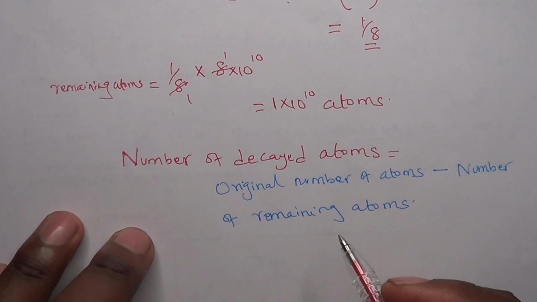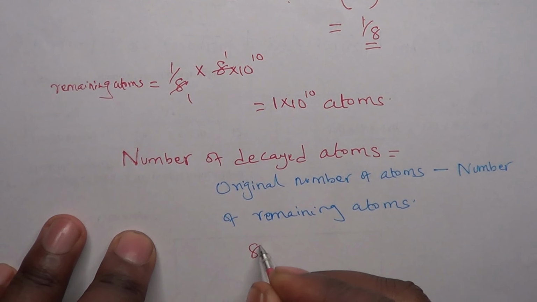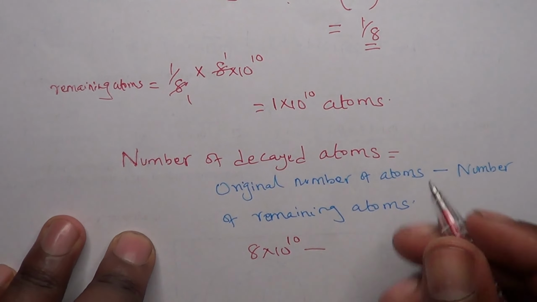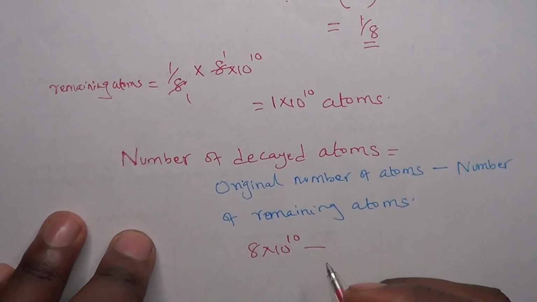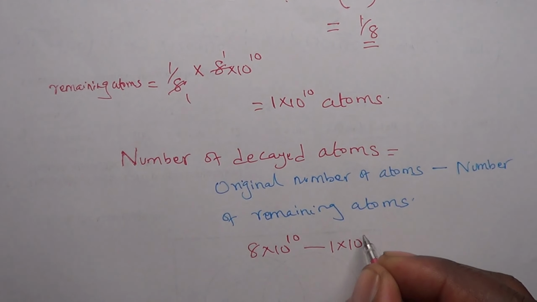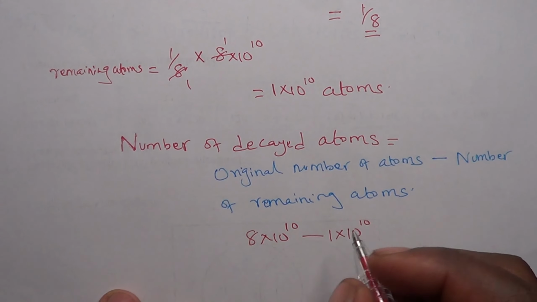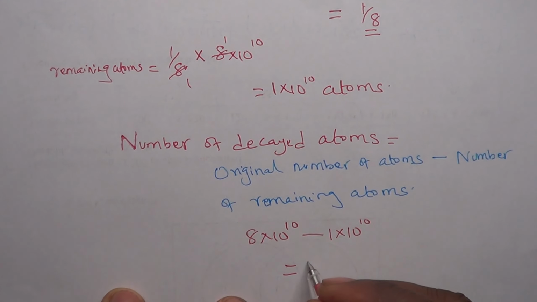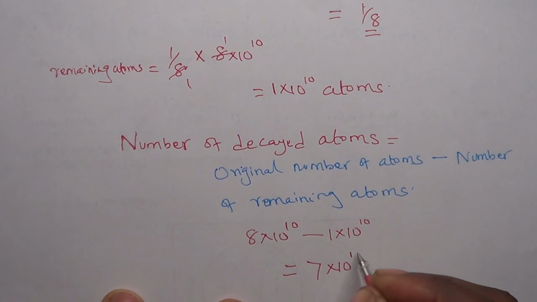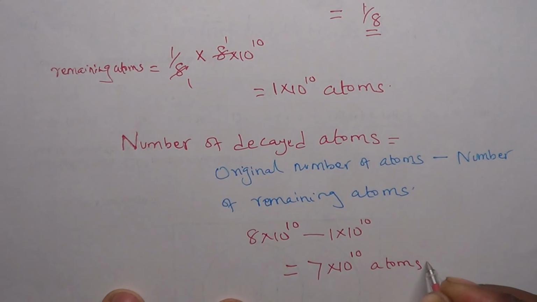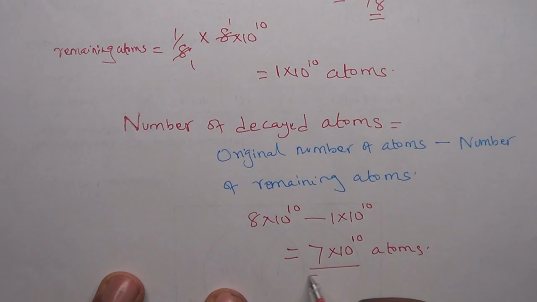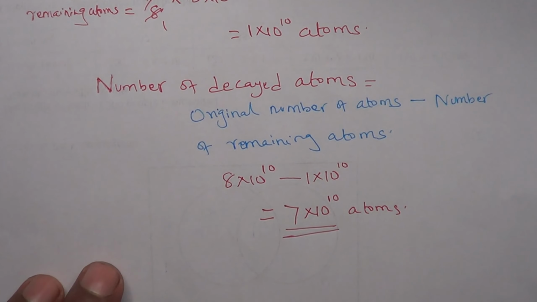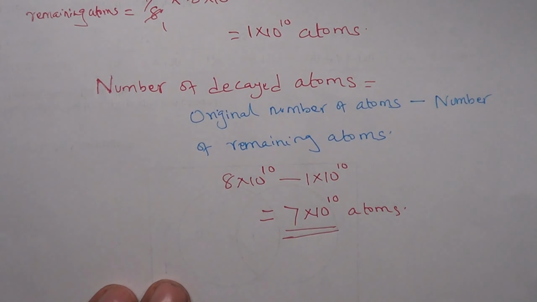The original number of atoms was 8 times 10 to the power 10, minus the remaining atoms, 1 times 10 to the power 10. When we subtract, we get the number of atoms decayed, which is 7 times 10 to the power 10 atoms. Those are the atoms decayed after 60 days.